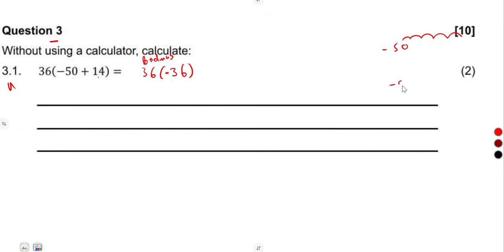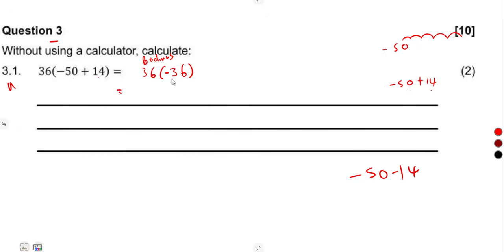Remember when the signs are different like this, subtract the smaller number from the bigger number, then you use the sign of the bigger number. If they were the same, you add them, then you use the common sign on your answer. Different, subtract, use the sign of what? The bigger number on your answer.